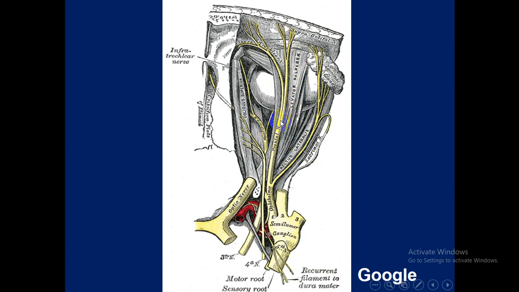Then about the midway of the orbit it divides into 2 terminal branches, which are the supraorbital and supratrochlear nerves, which we have taken before. So, the frontal nerve, I repeat, is the direct continuation of the ophthalmic nerve. It enters the orbit through the superior orbital fissure, runs forward under the roof of the orbit on the levator palpebrae superioris muscle, then about the midway of the orbit it divides into supraorbital and supratrochlear nerves.